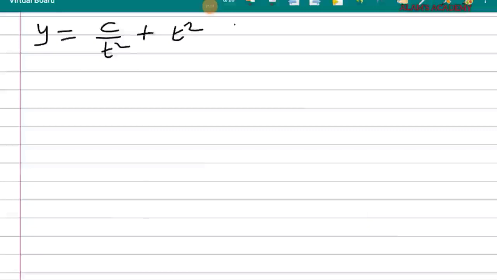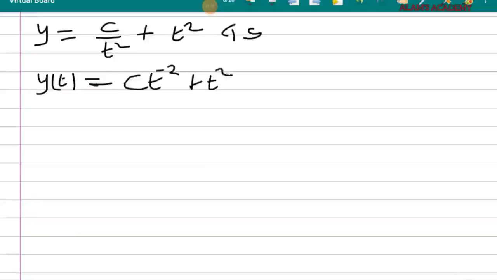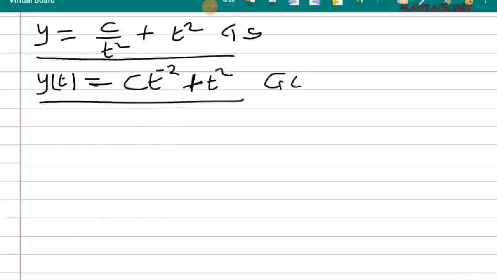And this is the general solution which we are looking for, but it can be rewritten as c t exponent negative 2 plus t squared. You might not find it in this form, but you get this, and this is still the general solution, because c here can represent any other IVP, and if the t and the y is given, you can find the value of c, and that becomes a particular solution.